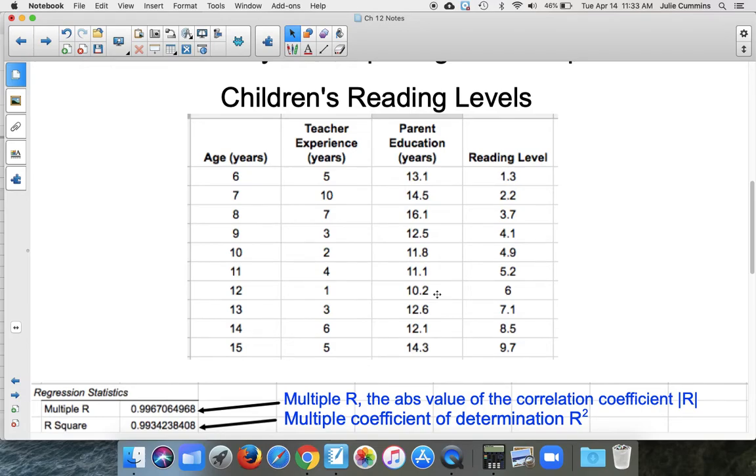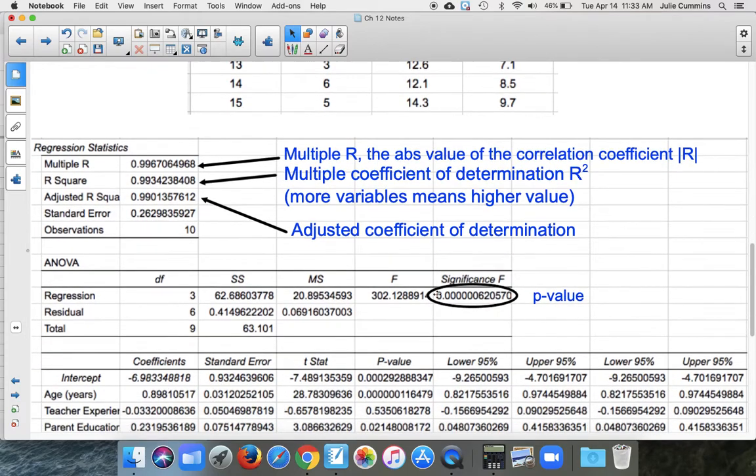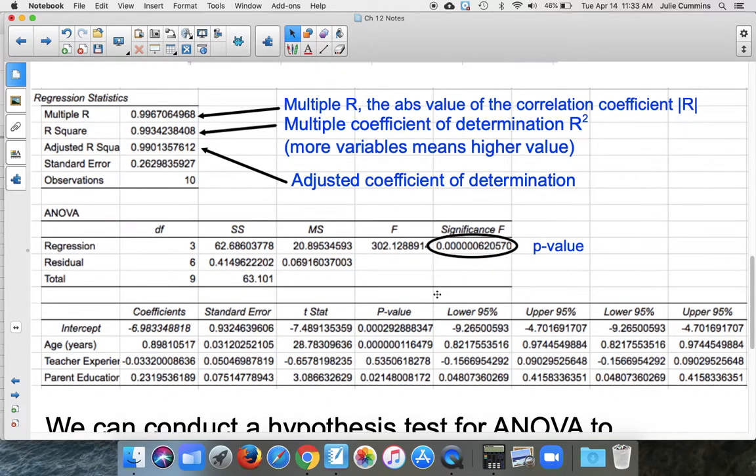I'll show you how to get these tables in Google Sheets eventually, but when you get Google Sheets to spit out an ANOVA table, this is what it looks like. Lots of numbers, lots of things that we need to pull apart. So the first thing that we'll see is our multiple R and R squared, and adjusted R squared and standard error. Multiple R is just your correlation coefficient R, and a multiple coefficient of determination is just R squared.